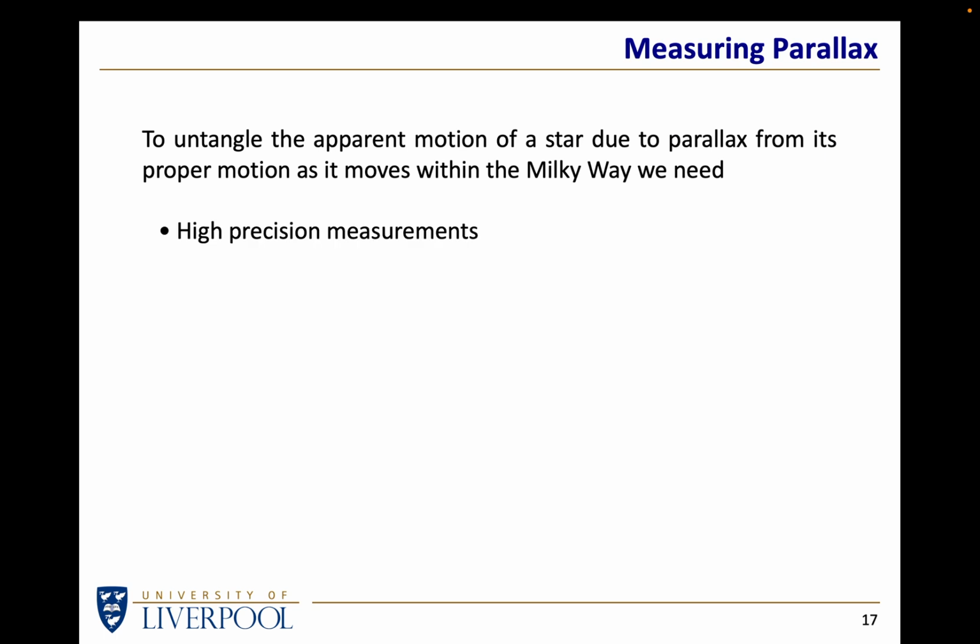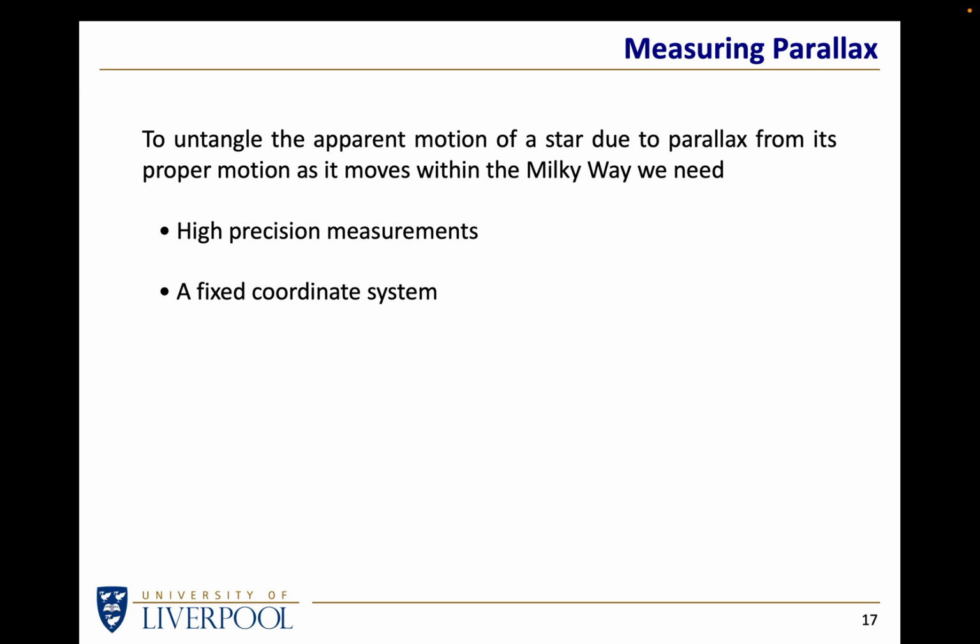In order to untangle the motion because of the Earth around the Sun, for which we need the distance, as well as the motion of the stars, which we need to understand how the Milky Way is behaving, we need at the very least some really high precision measurements.